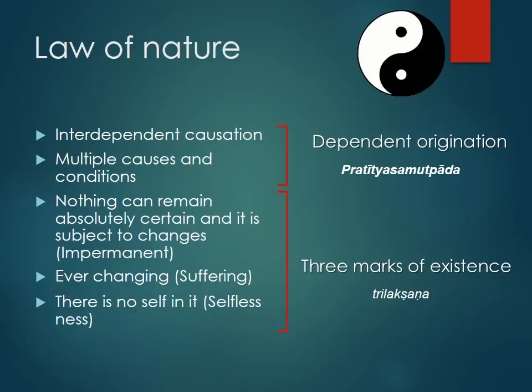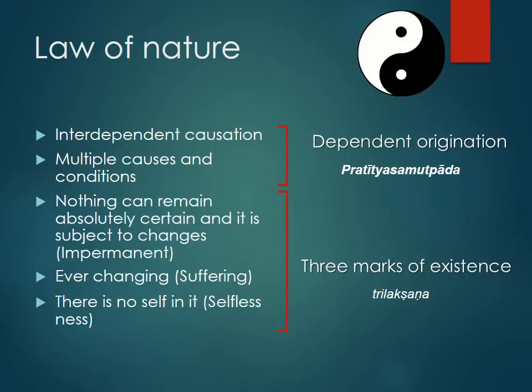If we know the cause and we can trace all the factors that make something occur, then we should be able to understand and make the right decision about that object. And of course, another teaching in Buddhism is called the three marks of existence. This is very important: it states that nothing remains absolutely certain and everything is subject to change, or in the direct teaching, it is called impermanence.